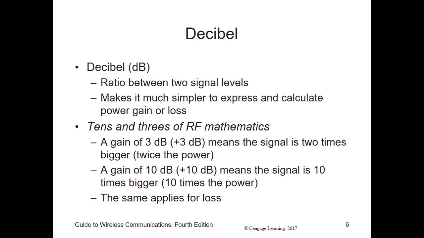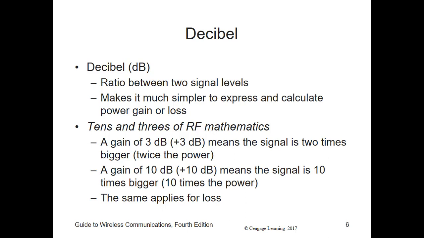Now, to calculate gain, all you need to remember, in practically all cases, is that a gain of 3 dB, plus 3 dB, okay, means that the signal is 2 times bigger, or twice the power. So 3 dB, twice the power. 10 dB means the signal is 10 times the power. Okay? Why 3 is twice and 10 is 10, I don't know. But a loss, negative 3 dB, means that it's twice as small, or half the power. And a loss of 10 dB, okay, means the signal is 10 times smaller, or a tenth the power.